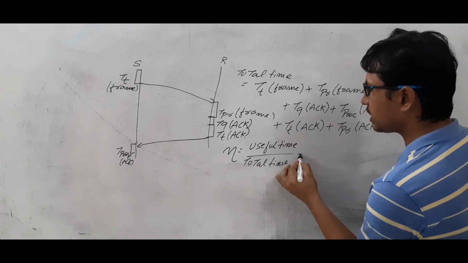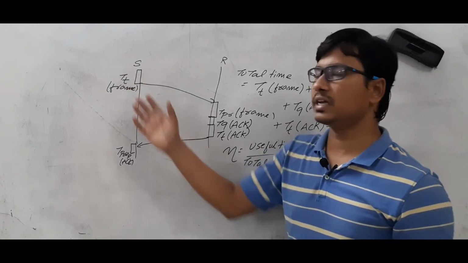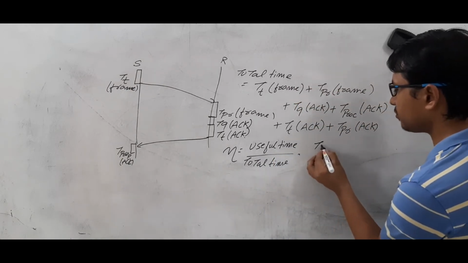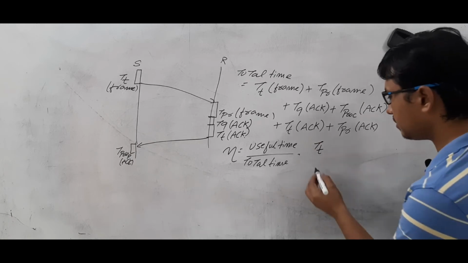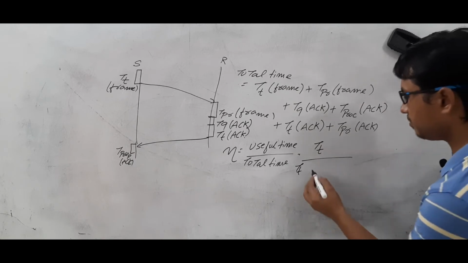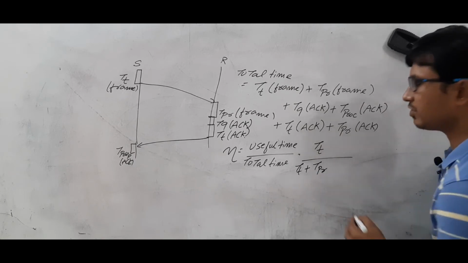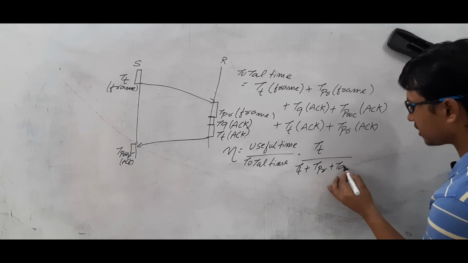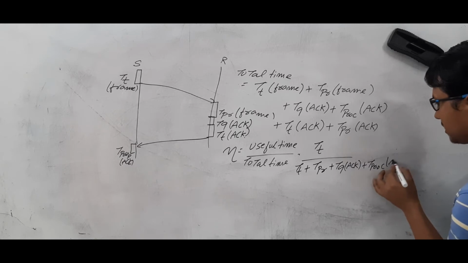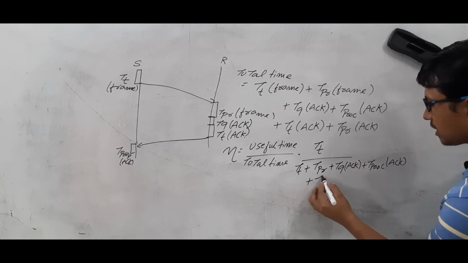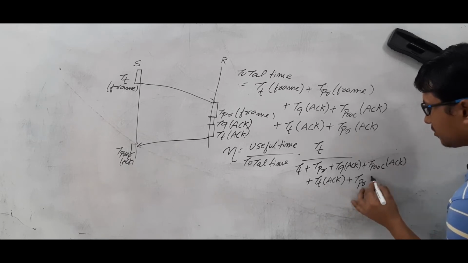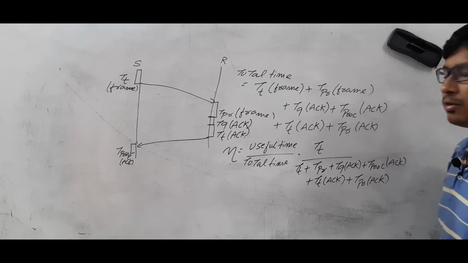Now what is the useful time? In the entire process, the sender has sent only one frame. So the sender has sent one frame, which takes the transmission delay of the frame plus the propagation delay of the frame, the queuing delay for the acknowledgement, the processing delay for the acknowledgement, plus the transmission delay for the acknowledgement, and the propagation delay for the acknowledgement. Are you able to understand?